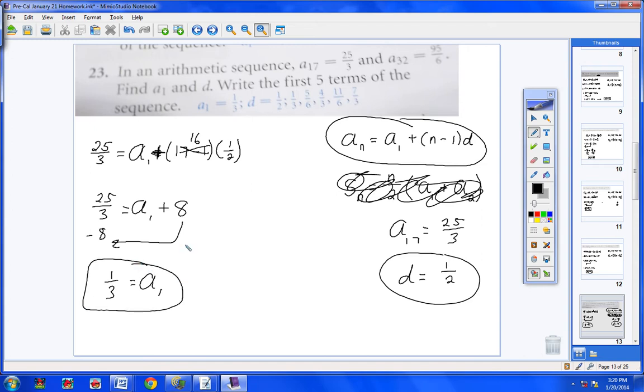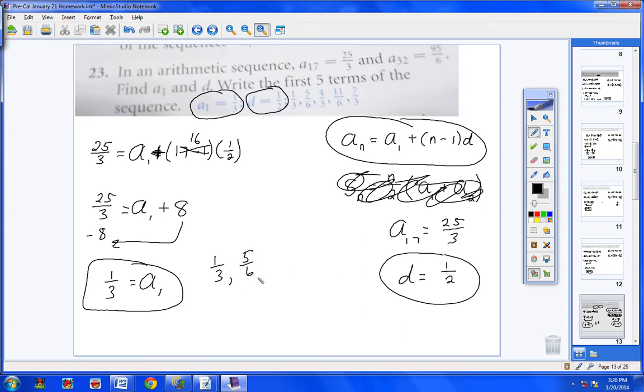Now I'm not going to take time to list out these first 5 terms for you. Here's your common difference. We found that right here. Here's your first term right here. We found that. Then they want you to list out the first 5 terms. Well, guys, you know how to do that. The first term is 1/3. And then what's the common difference? 1/2. So take 1/3 and add 1/2 and you'll get 5/6.